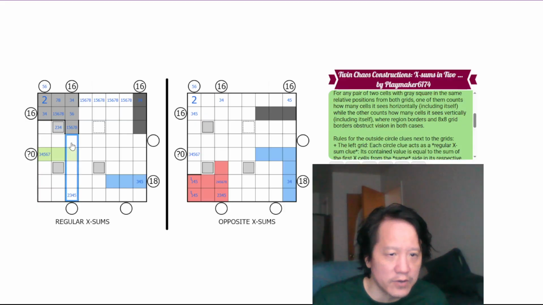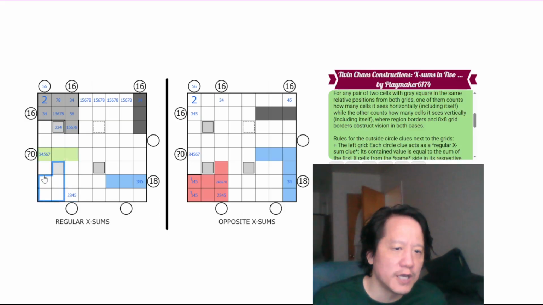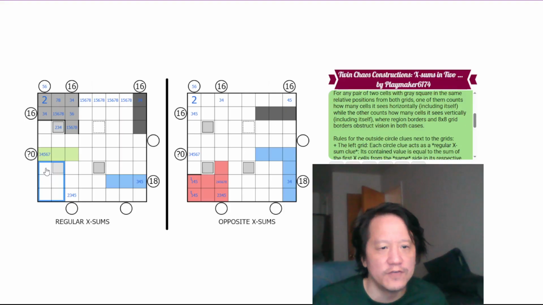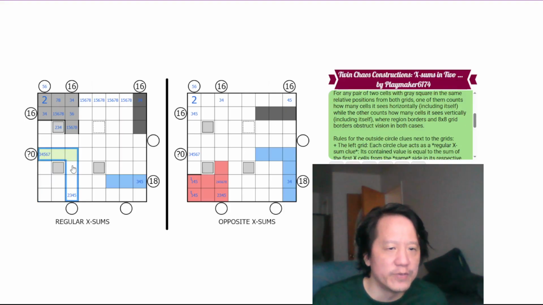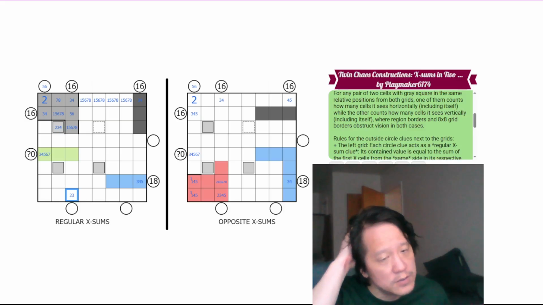Let's go here. Can this ever be 4, 5? The answer is no, because then it would be part of this region here. And we'd have 6 cells here, which cannot form a full region by itself, but all of them can't be part of this green region here. So this has to be 2 or 3 here.